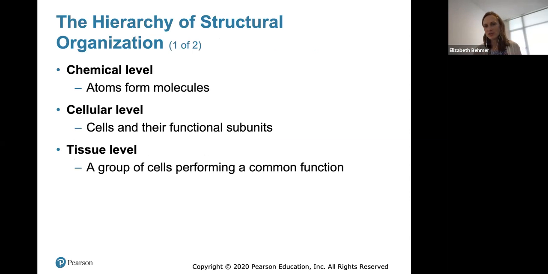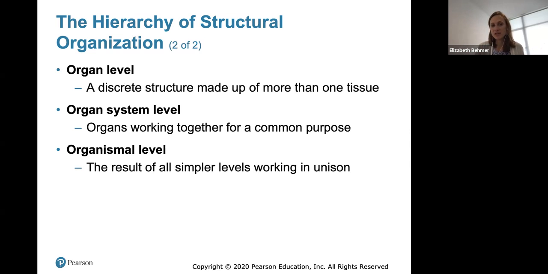We have a structural organization of the body, and we start at the basic chemical level. These are atoms. Atoms will join to form molecules, and molecules will come together to form cells at the cellular level. The cellular level consists of cells and all of their functional subunits. Cells will come together to form tissues, which is a group of a specific type of cell coming together to perform a function.